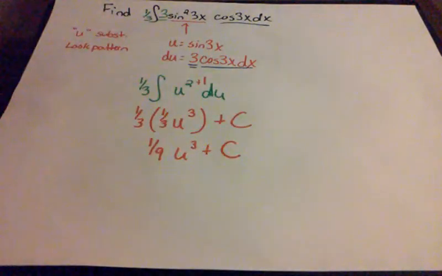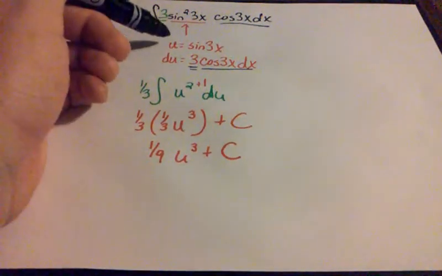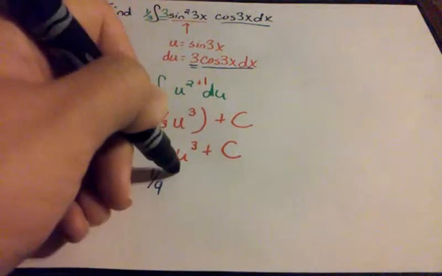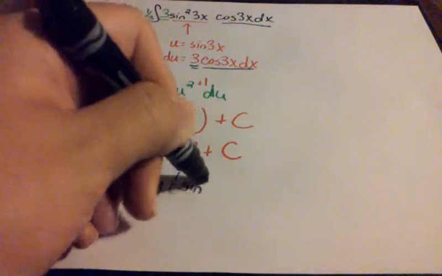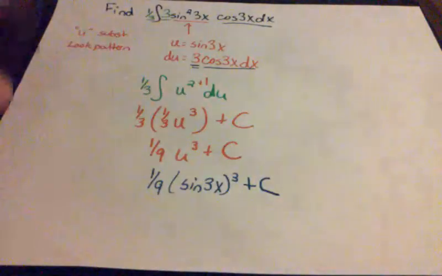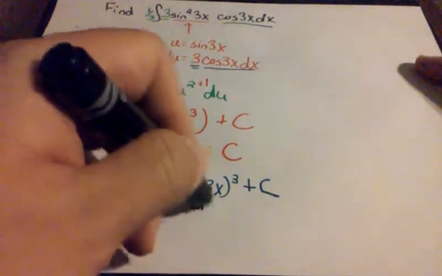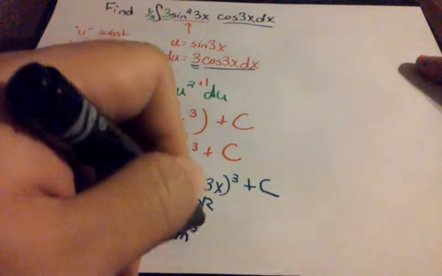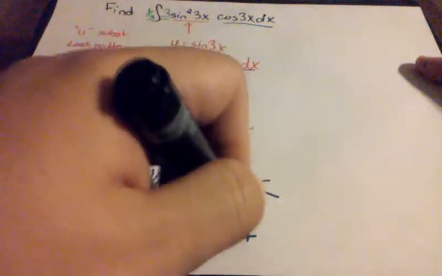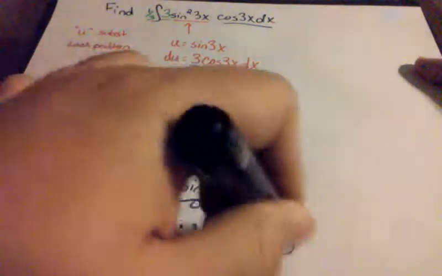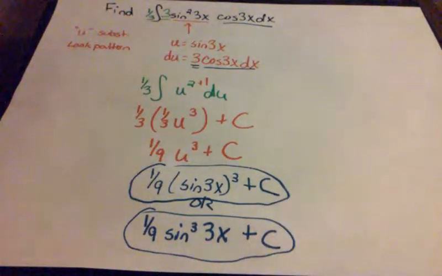But again, guys, this is not your final answer because it's a u substitution. What did you originally let u equal? That was sine of 3x. So I'm just going to replace that u back with 1/9 sine of 3x cubed plus c. And guys, you don't have to write it like this. If you wanted to, you could write it as 1/9 sine cubed of 3x plus c. But either one of these answers would be okay because they are equivalent.